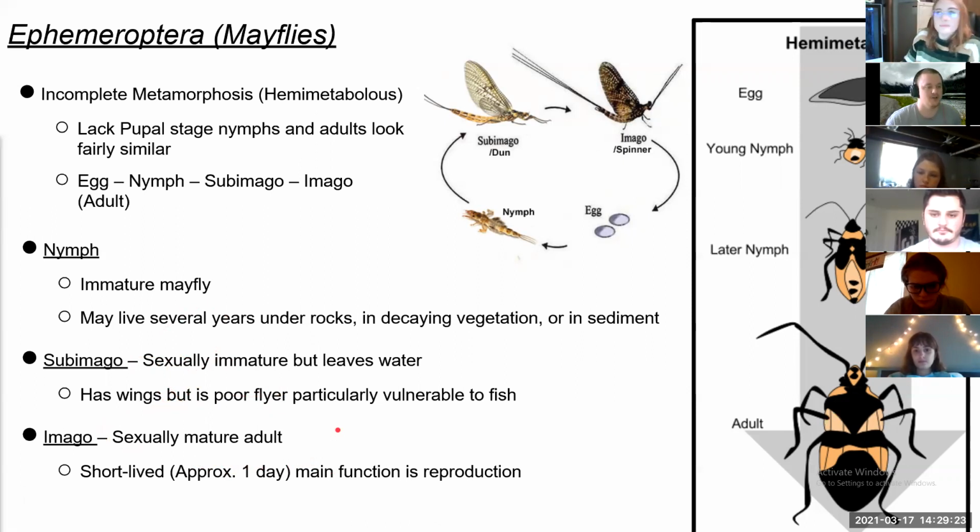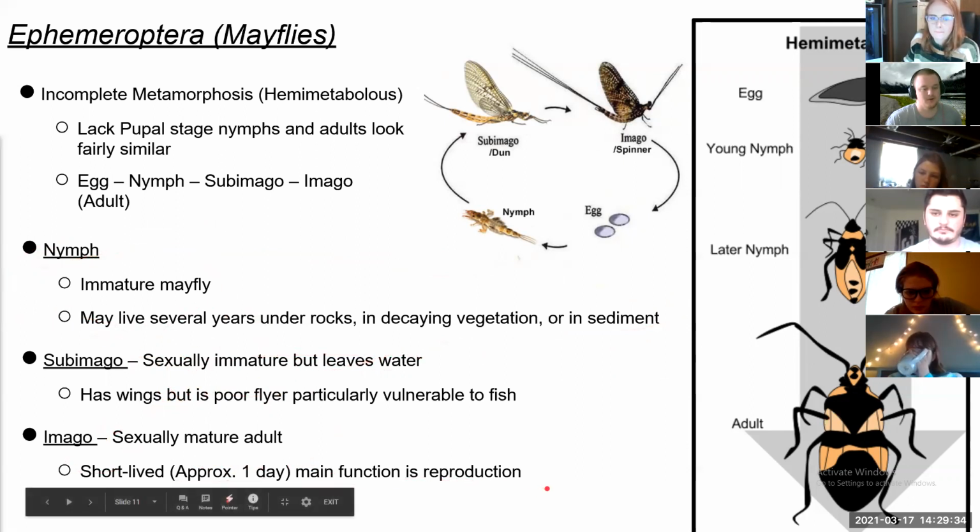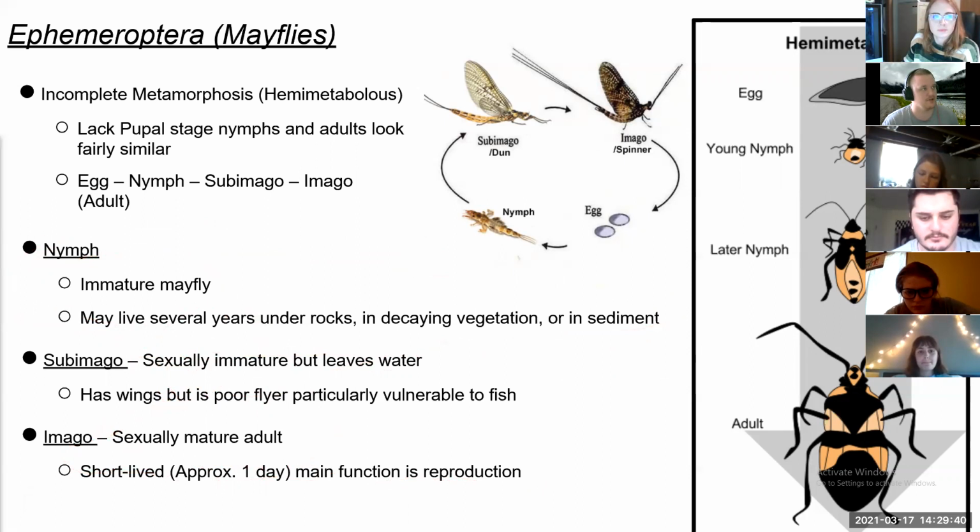So when we are referring to its feeding stage or its feeding guild, we're talking more about the nymph stage. But the adults don't live very long at all, approximately a day, and they're really just alive to reproduce at this point.